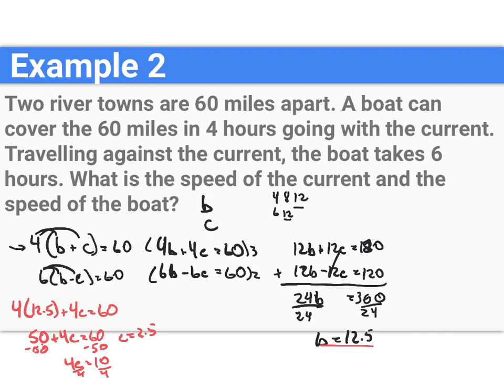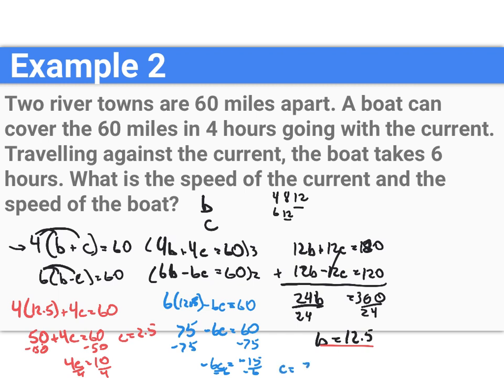Now we have to make sure it works in both equations. All right, 6 times 12.5 minus 6C equals 60. I'm trying to write small here, so my handwriting may get a little sloppy. 6 times 12.5, 6 twelves is 72, 6 times 0.5 is 3, so it's going to be 75. 75 minus 6C equals 60. Subtract 75, subtract 75. Negative 6C equals negative 15. Divide by negative 6, divide by negative 6. 15 divided by 6 is 2.5.